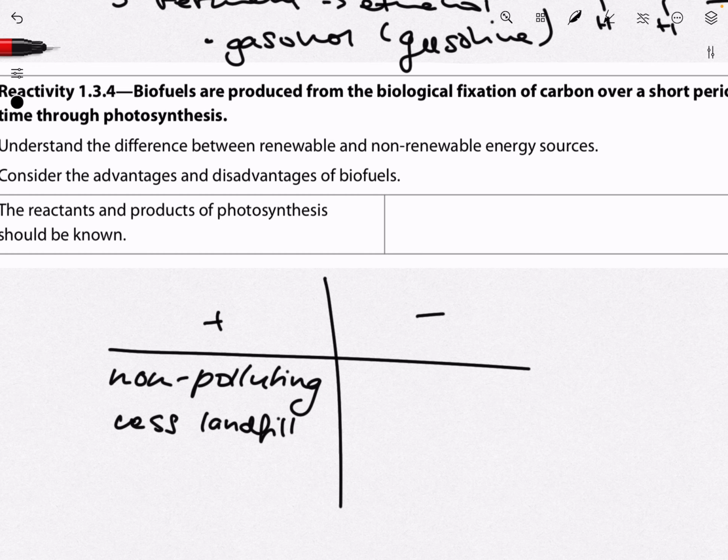But on the downside, planting crops takes up space. And we've got to keep in mind that the space that we're using to plant crop for biofuel could be used to plant crop to feed a population, for example. So then we have to debate what we want to use the plot of land for and what is best for the population if they require energy or food. So that's a debate to be had, depending on where biofuel is being created.